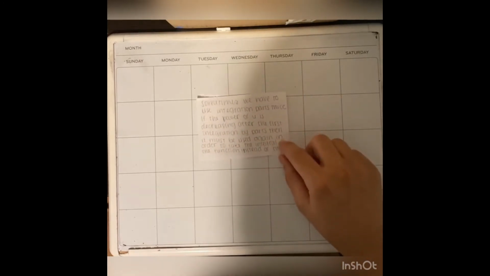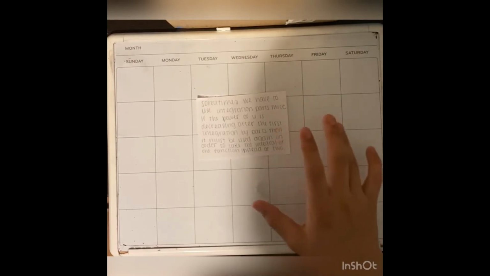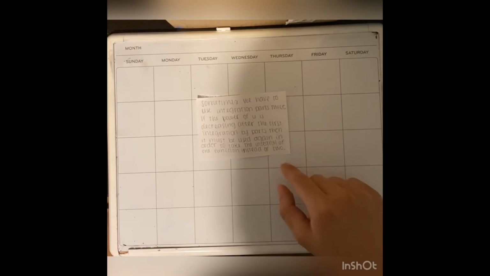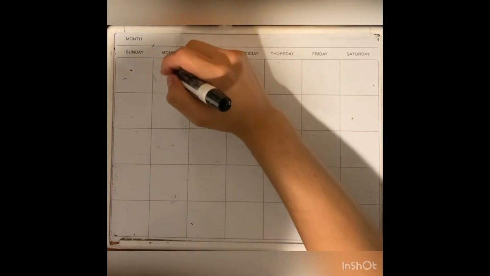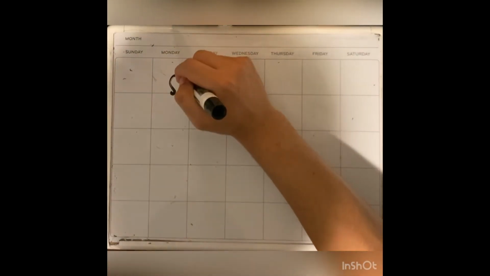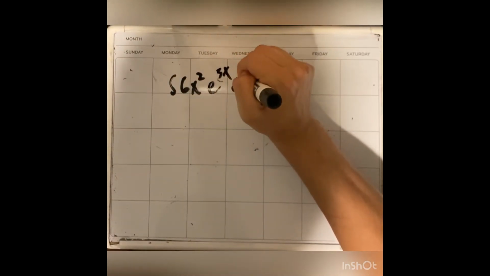Sometimes we have to use integration by parts twice. If the power of u is decreasing after the first integration by parts, then it must be used again in order to take the integral of the function. An example of a problem that requires integration by parts twice is the integral of 6x squared e to 3x dx.